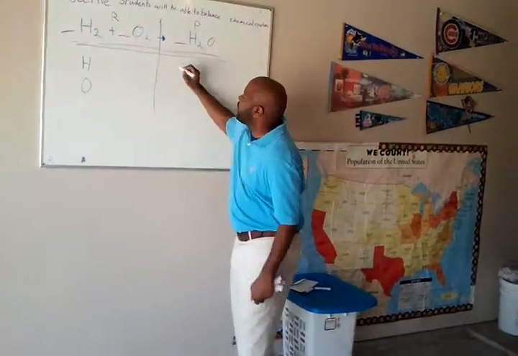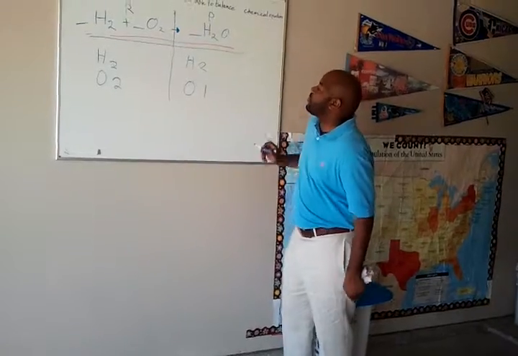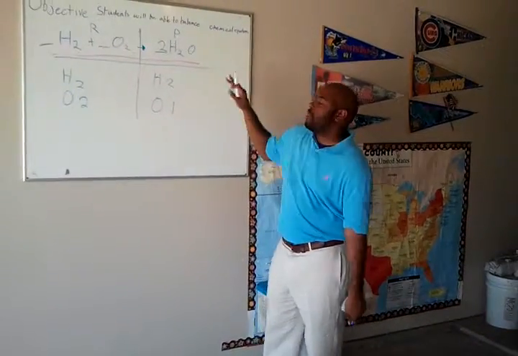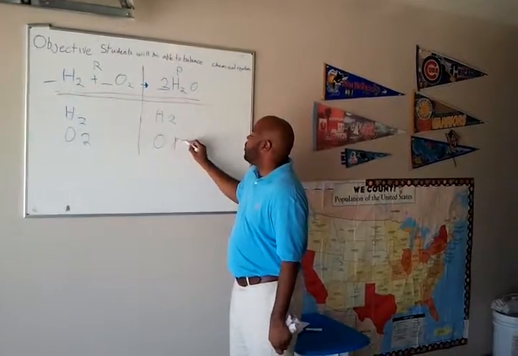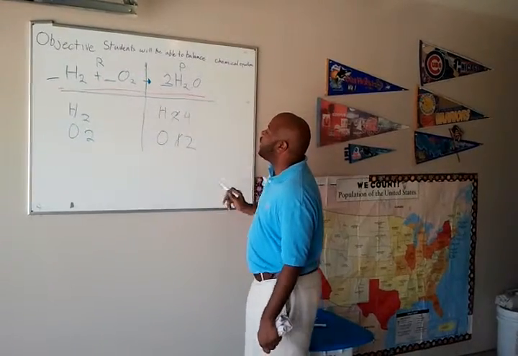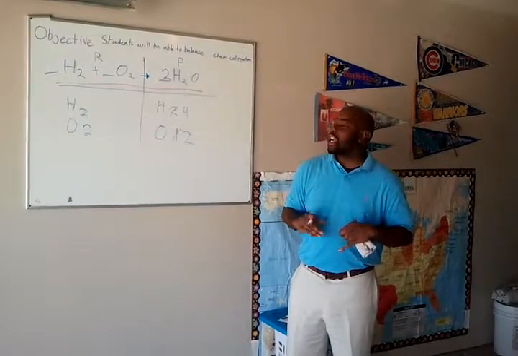created or destroyed. This side we have 2 and 1. So to get 2 oxygen on this side, I want to multiply that equation by 2. So our first coefficient is 2. Well, that now changes oxygen to 2, but it also changes our hydrogen to 4, because when I do the one, I have to do the other when I'm talking about compounds, because they're together.